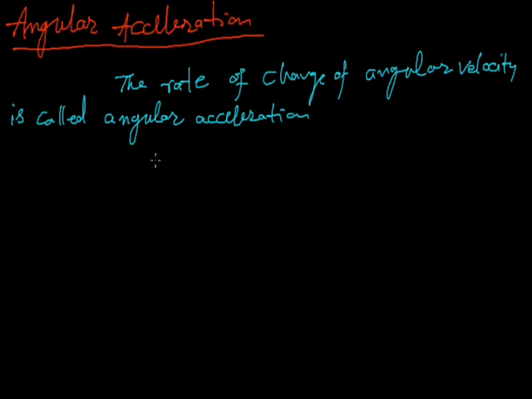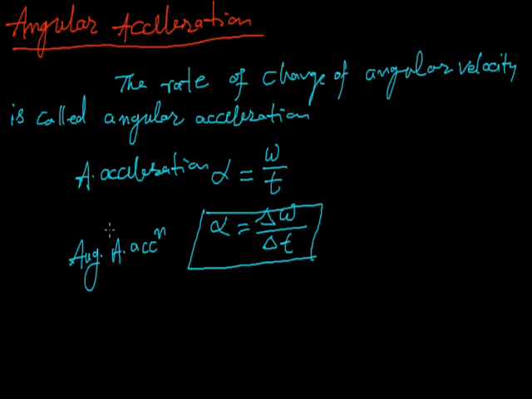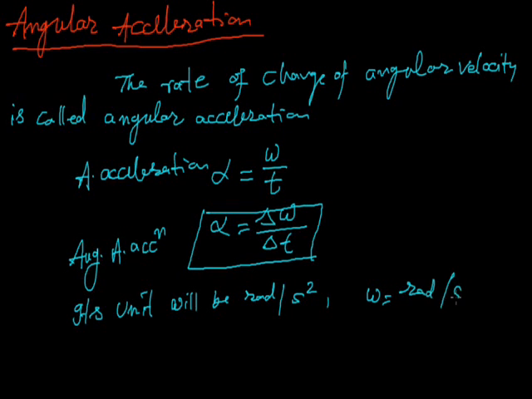It is denoted by alpha. Angular acceleration alpha will be equal to delta omega by delta t. Average angular acceleration, its unit will be radian per second square, because omega is radian per second.